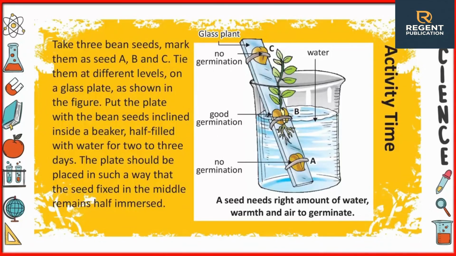Activity time. Take 3 bean seeds. Mark them as seed A, B, and C. Tie them at different levels on a glass plate as shown in the figure. Put the plate with the bean seeds inclined inside a beaker, half filled with water for 2 to 3 days. The plate should be placed in such a way that the seed fixed in the middle remains half immersed.